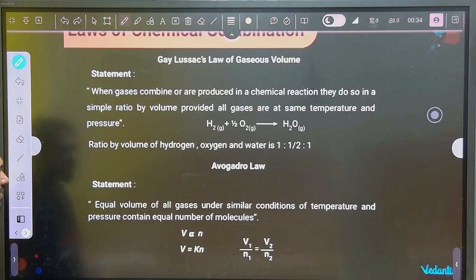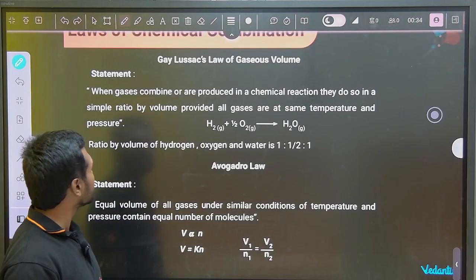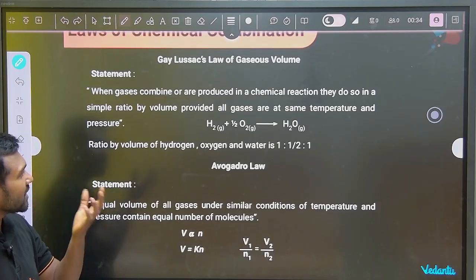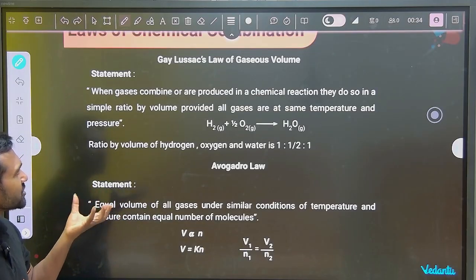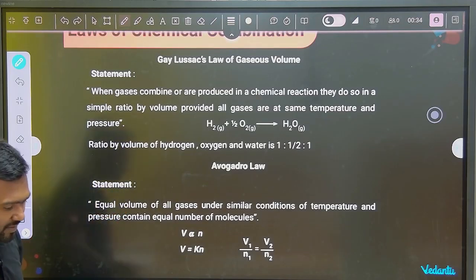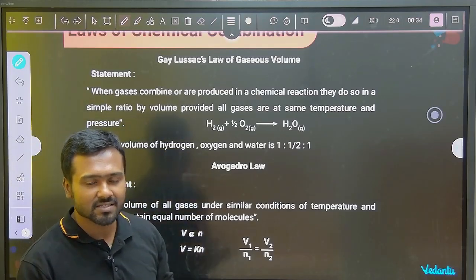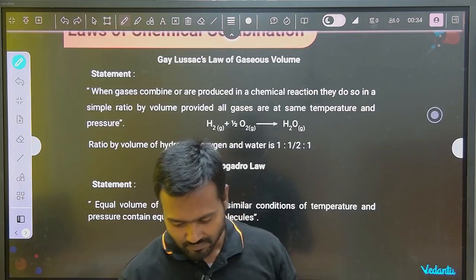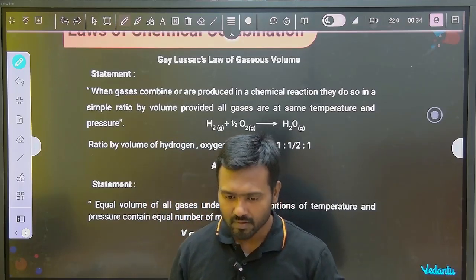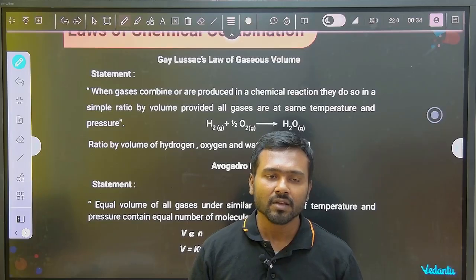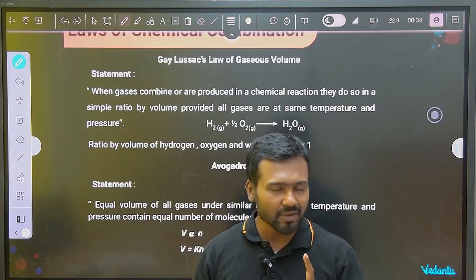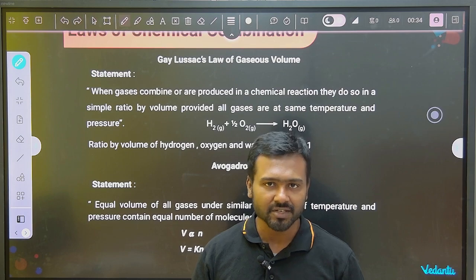Now Gay-Lussac's law of gaseous volumes. It means when gases combine or are produced in a chemical reaction, they do so in a simple ratio by volume, provided all the gases are at the same temperature and pressure. So in this law, the conditions are that temperature and pressure should be constant.